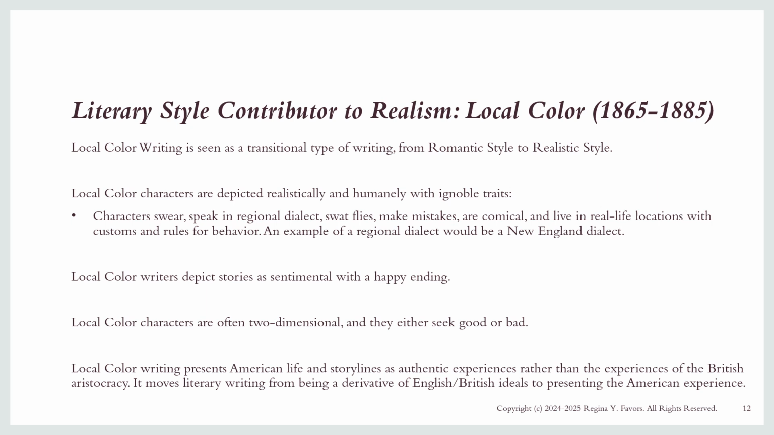All right, local color writing is seen as a transitional type of writing from romantic style to realistic style. Local color characters are depicted realistically and humanely with ignoble traits. So they tend to swear, speak in regional dialect. They swat flies. They make mistakes. They're comical. They live in real life locations with customs and rules for behavior. Many of your local color writing works tend to focus on social expectations, political expectations, financial class expectations, and so you'll see that a lot.